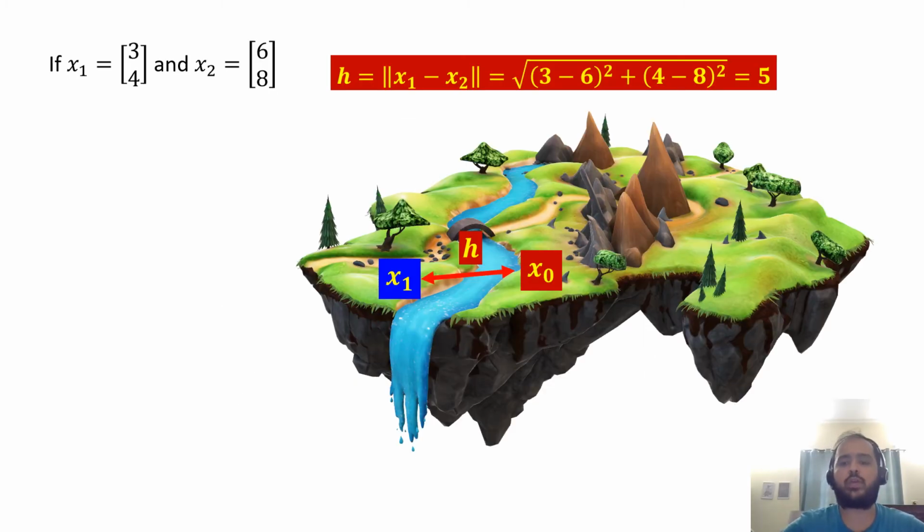So what we're going to do is record these average variations between the sensor values, the history of the sensor values, and plot them against the H values. All right. So as I said, the calculation of H is pretty straightforward. If you have x1 as this vector 3, 4 and x2 as this vector 6, 8, then H is simply 5.